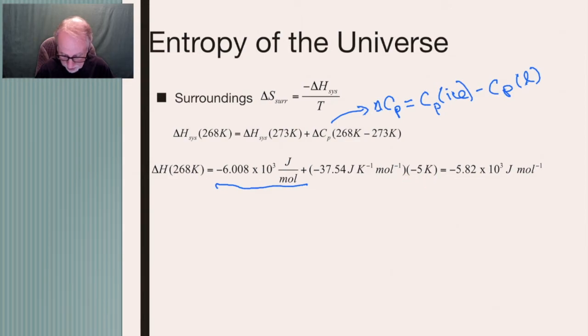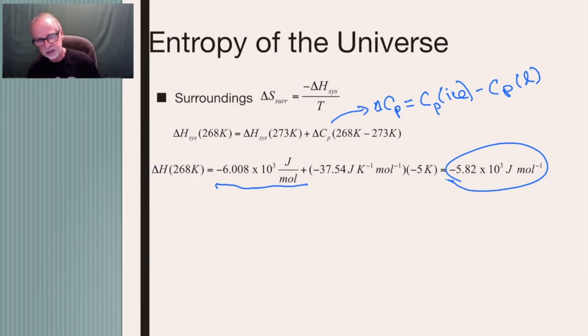And there's our temperature difference. When we do the calculation, we get this value here, negative 5.82 times 10 to the 3rd joules per mole. Great. It's not hugely different from 6008, but it is different, and it is a more rigorous result than just assuming that the enthalpy change was independent of temperature. All right. So now we're ready to go ahead.